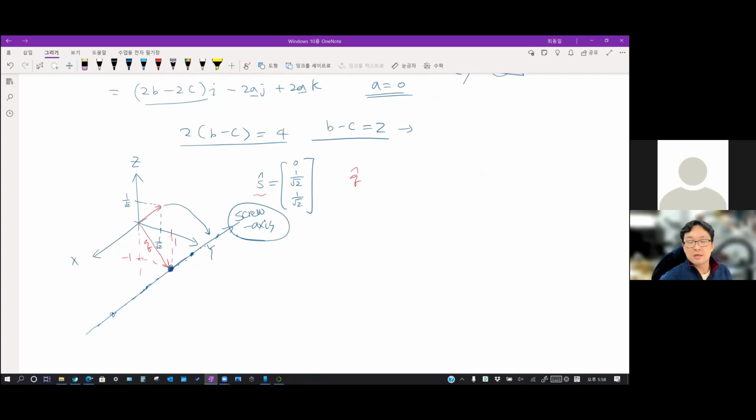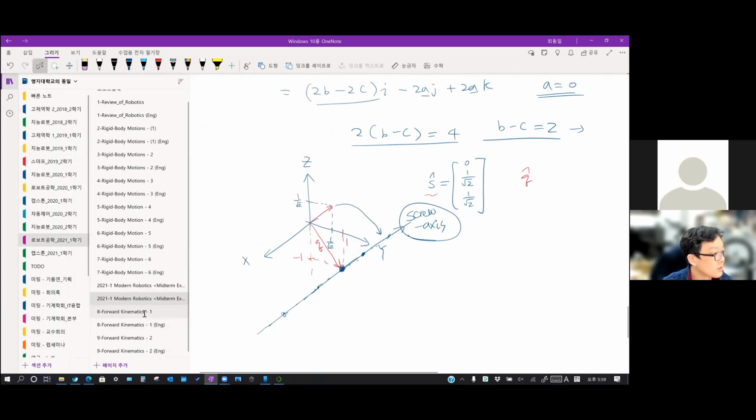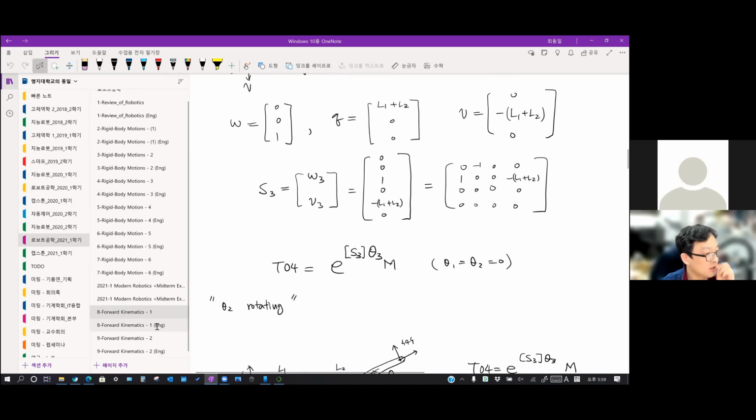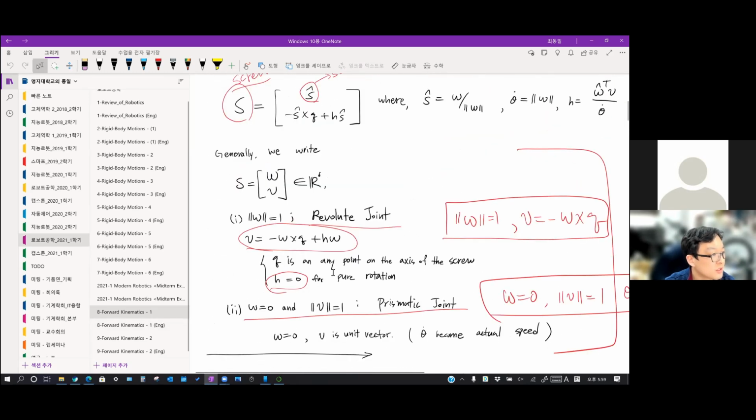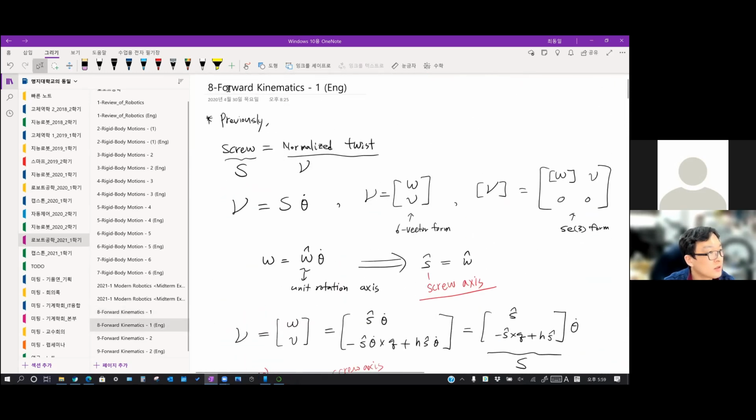Okay. That is the interpretation of the midterm exam. I hope it might be helpful to understand your midterm exam. And we will continue to the forward kinematics. After the midterm exam, we will learn about forward kinematics.